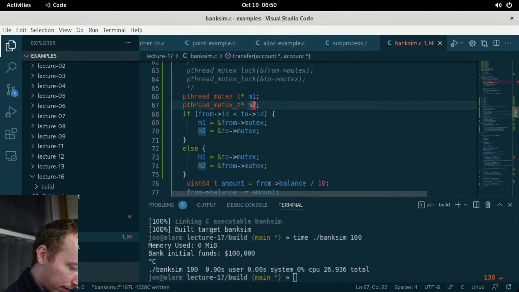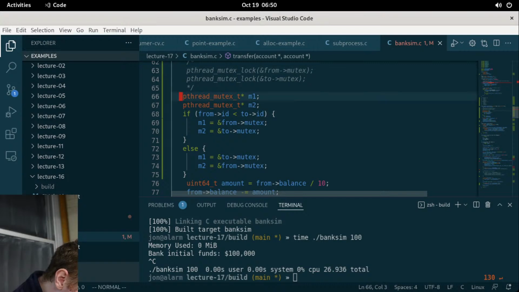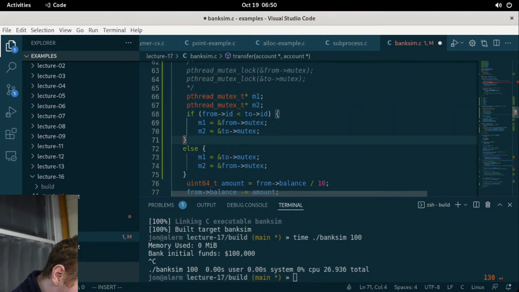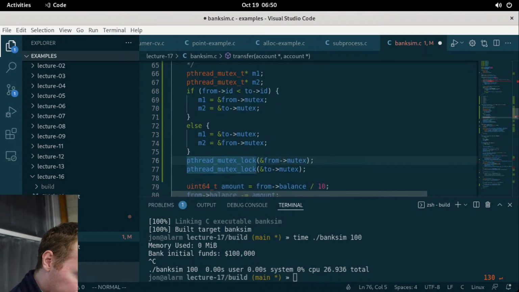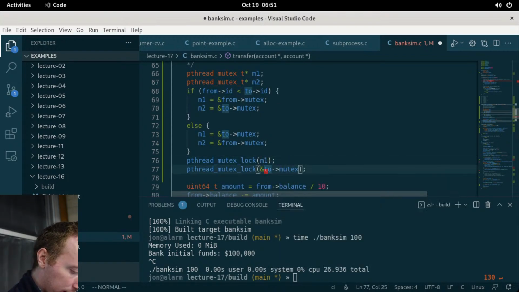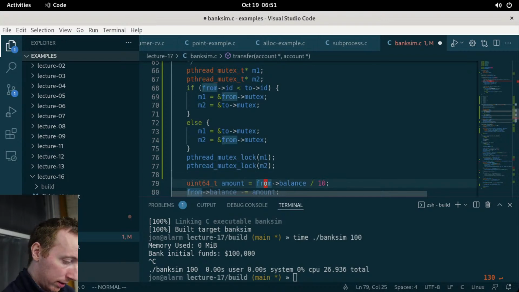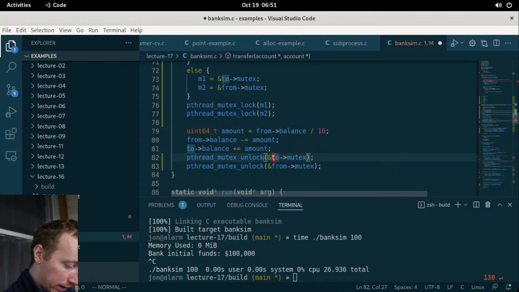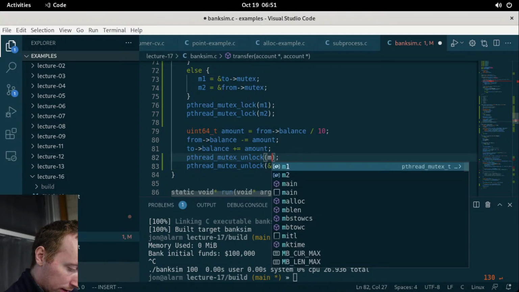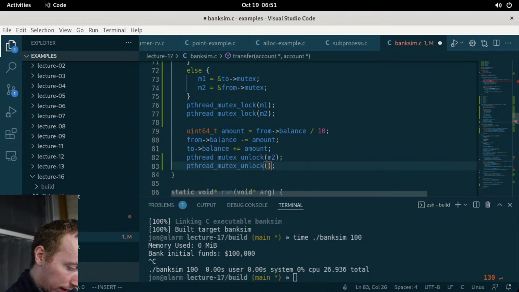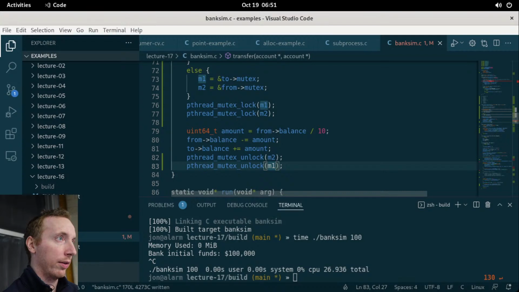So now I could just lock M1 and then M2. And then when I unlock it, I would do M2 and M1. So now is there a deadlock? No, because I get everything in the same order.